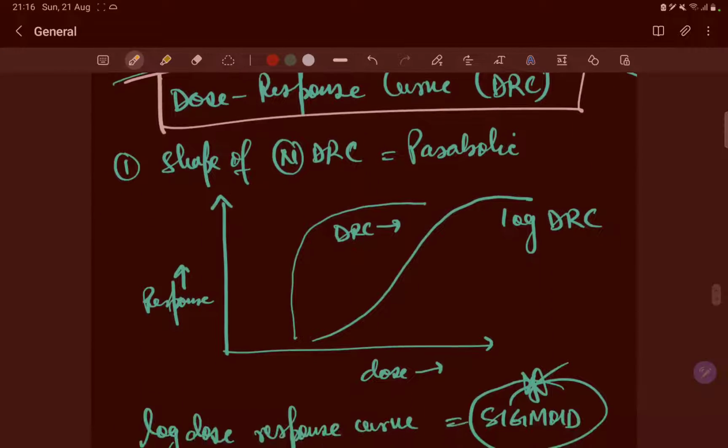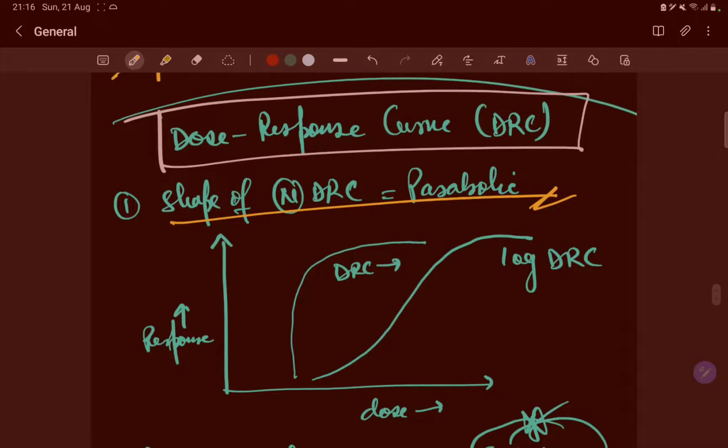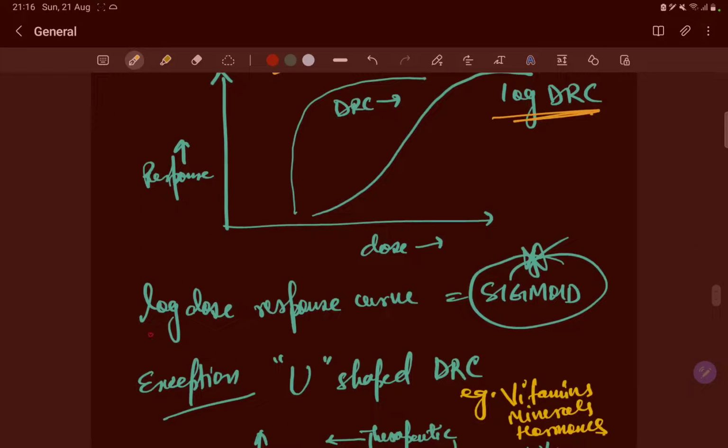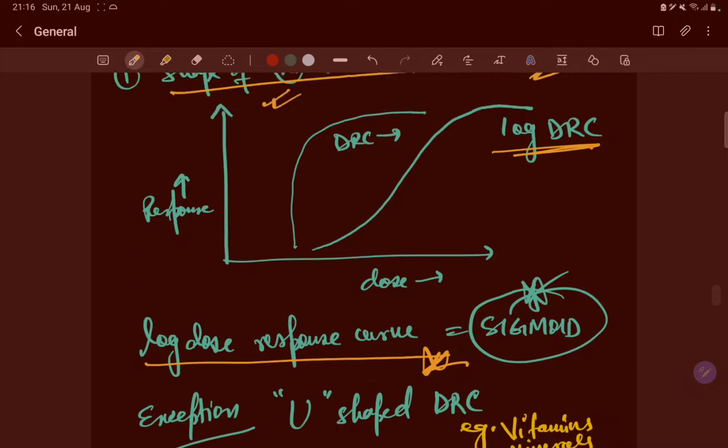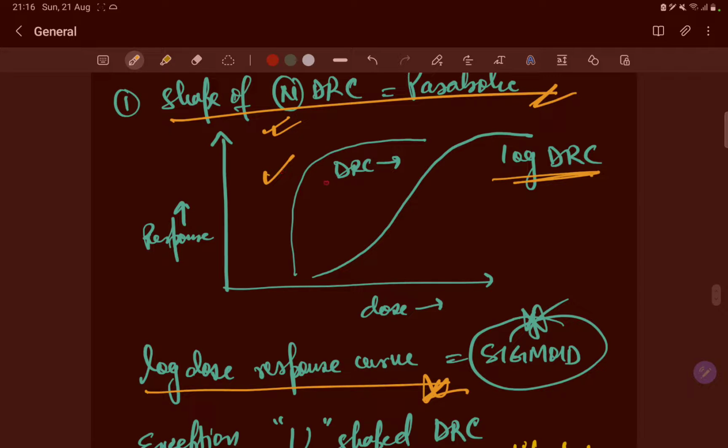Right now, dose response curve, I'll say that the effect is calculated via the dose response curve. The shape of the normal dose response curve is the parabola, but we take the log of this to make it sigmoid. So log dose response curve is the sigmoid one. So this is the shape of a normal DRC, but this is the log DRC.